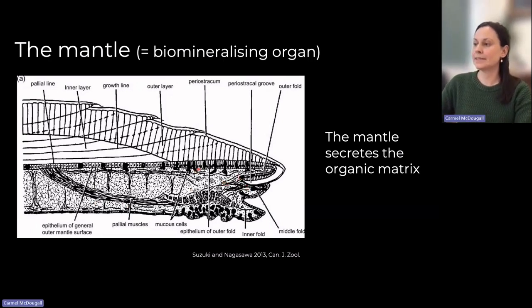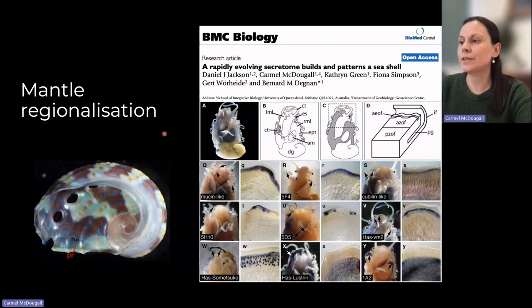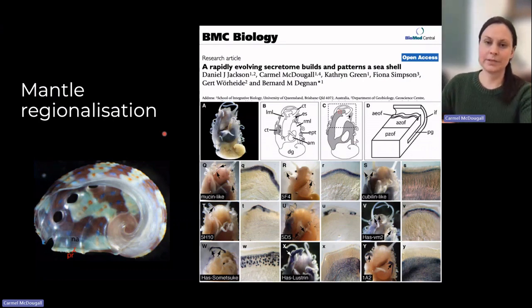All right, so it's this mantle, and particularly these epithelial cells at the surface of the mantle, which are responsible for secreting this organic matrix, which then controls the deposition of the shell and the shell characteristics that I was talking to you about before. And some of the really early work that I did was looking at biomineralization in the tropical abalone.